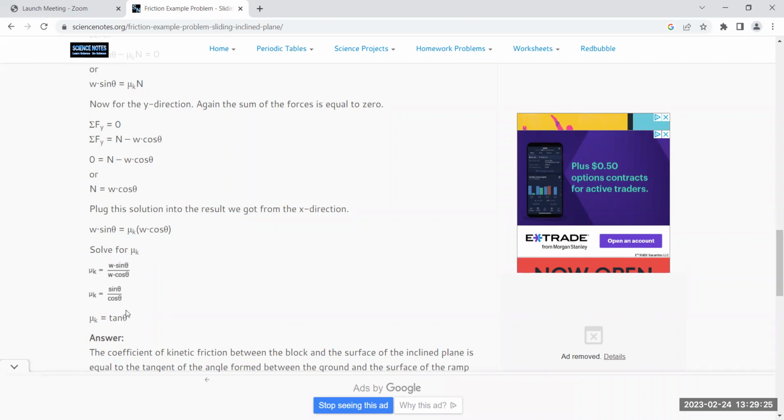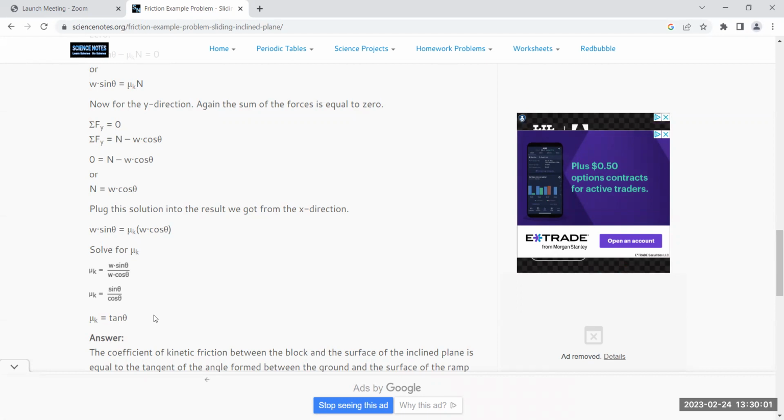That should look extraordinarily familiar to you. Sine theta over cosine theta, or the sine over the cosine function, is the tangent function of that angle. So that means that the coefficient of static friction is just the tangent of the angle. This is a really profound and interesting result.